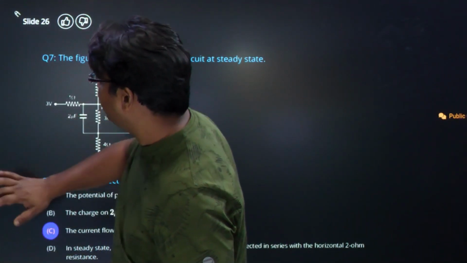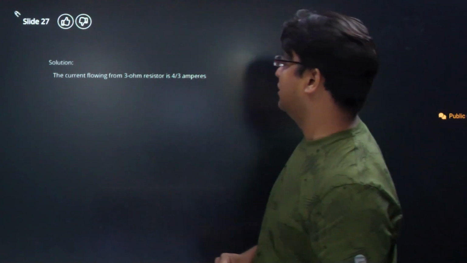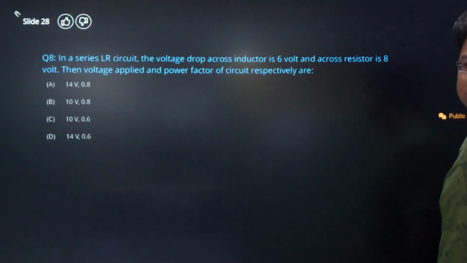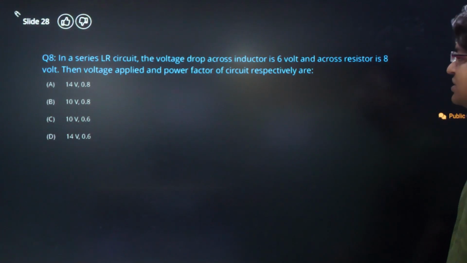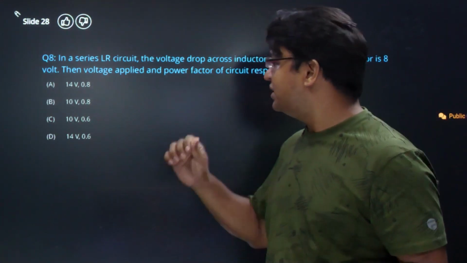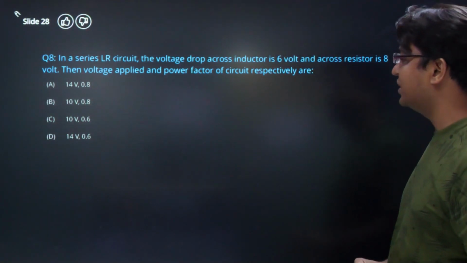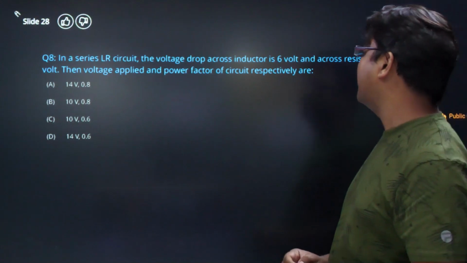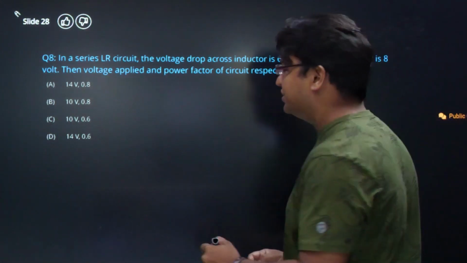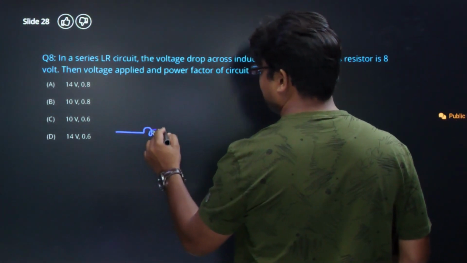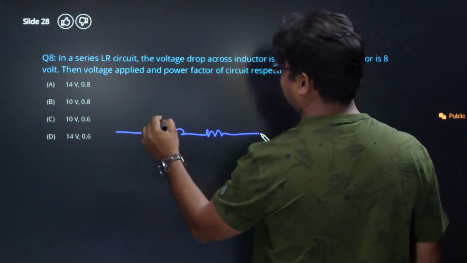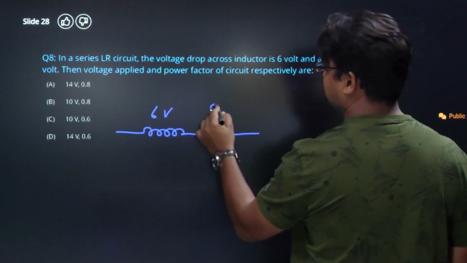All right. Now we'll go to question number 8. So what does this question say? In a series LR circuit, the voltage drop across the inductor is 6 volt and across the resistor is 8 volt. Find the voltage applied and the power factor of the circuit. I think that's a very easy question, guys. We have a series LR circuit, so that's an inductor, that's a resistor. The voltage across the inductor is 6 volt and the voltage across the resistor is 8 volt.